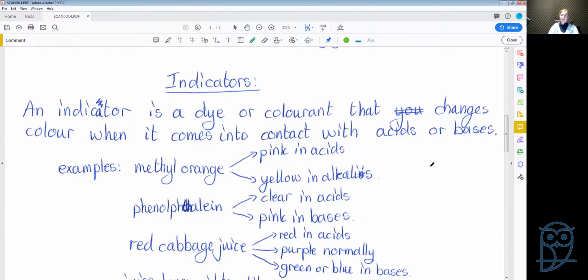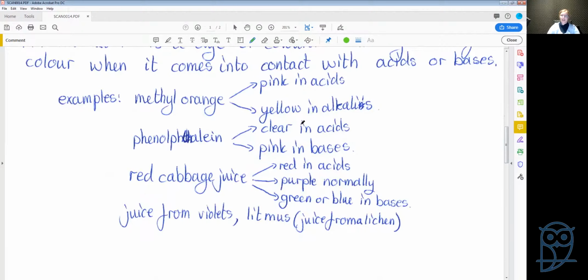So then we get to indicators. An indicator is a dye or colorant that you can add to specific kinds of things, and it would change color when it comes into contact with acids or bases. There's a few examples. We've got methyl orange, which would turn pink in acids and yellow in alkalis. We've got phenolphthalein, which is clear in acids but pink in bases.